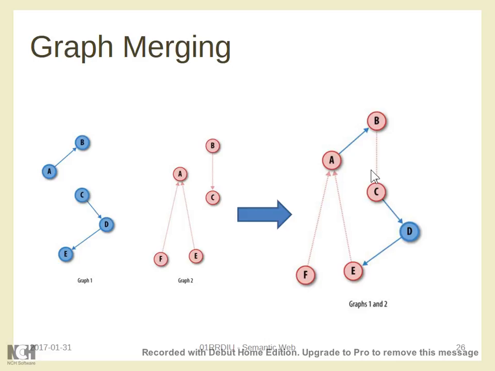We don't have any here. If a predicate is repeated in the two graphs, with the same subject, same predicate, same object, then in the merged graph it will be represented only once. There's no need of repeating that.